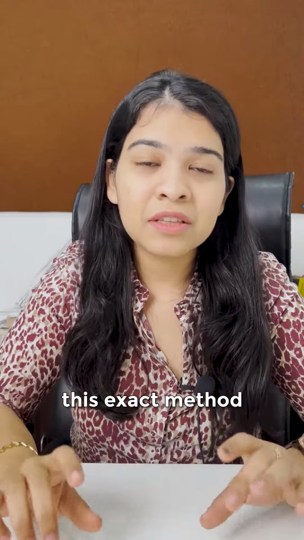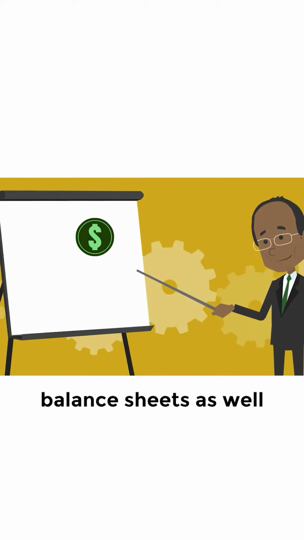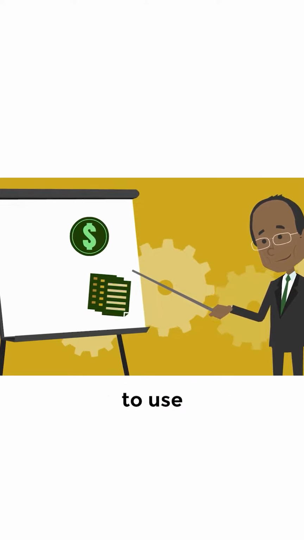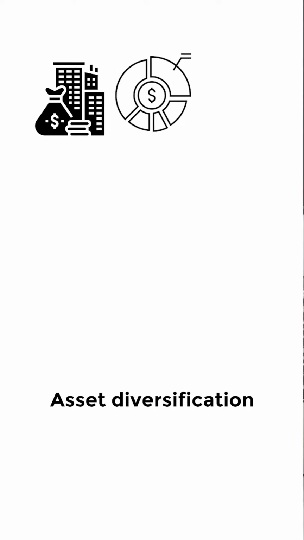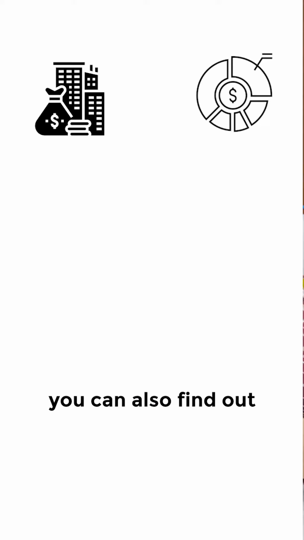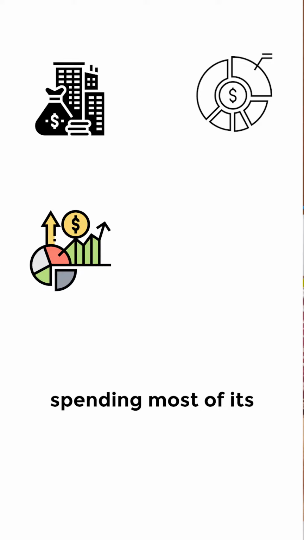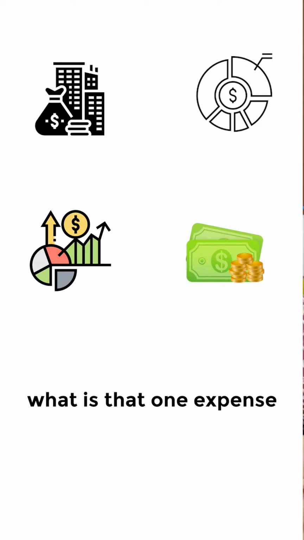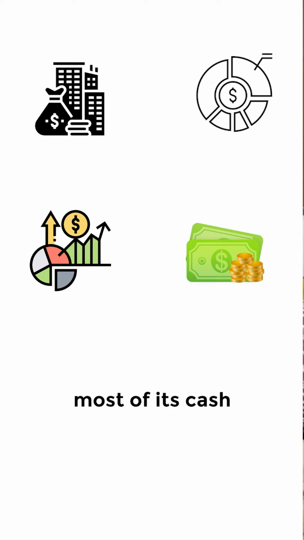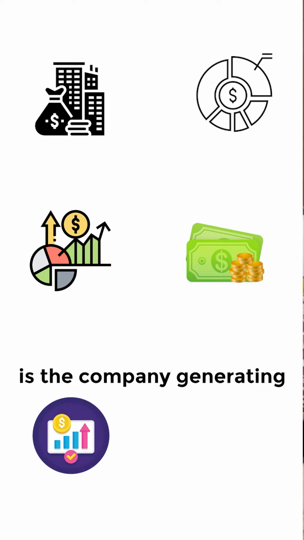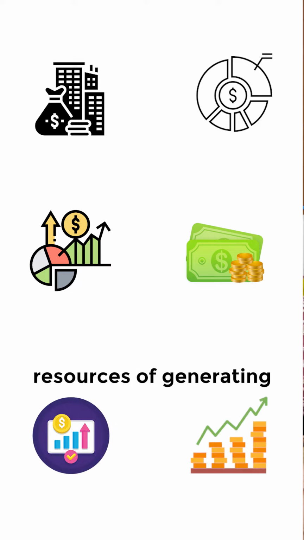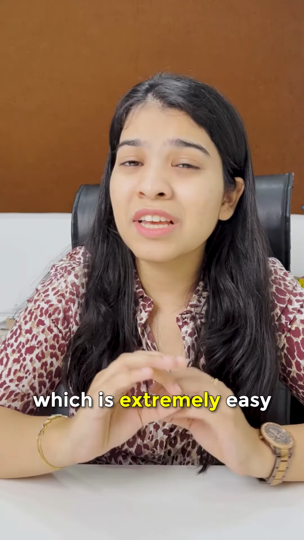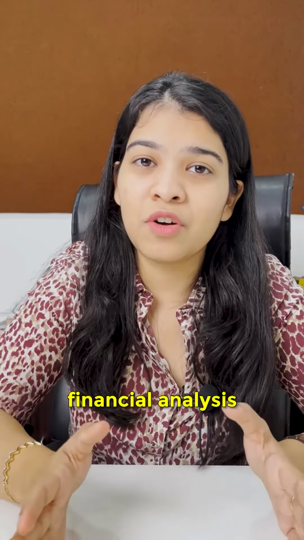This exact method can be done on balance sheets as well. Now, what is the benefit to use? You can find out the capital structure, asset diversification. You can also find out where is the company spending most of its revenue, what is that one expense where the company is using most of its cash, what kind of margins is the company generating, what are the different sources of generating revenue, and so much more. So if you know just one trick which is extremely easy, you will be sorted for your financial analysis.